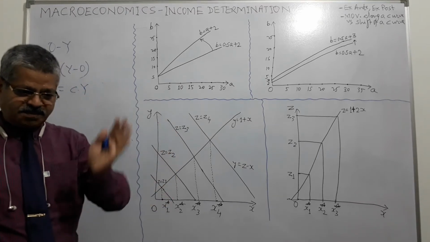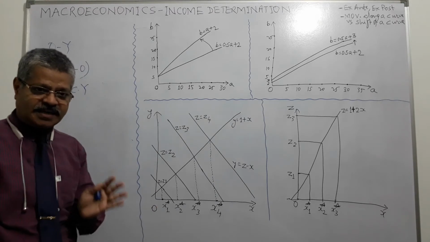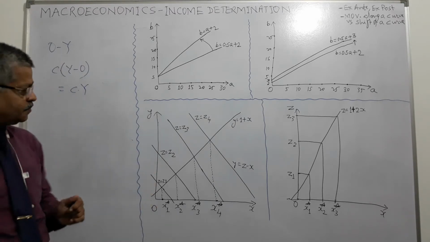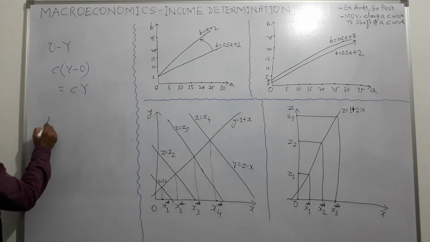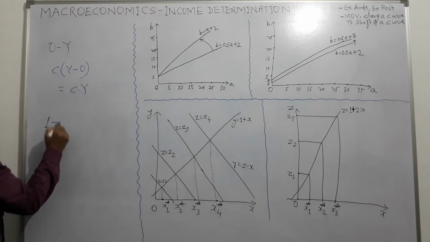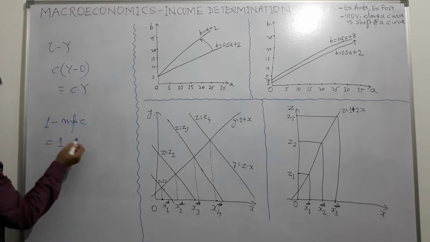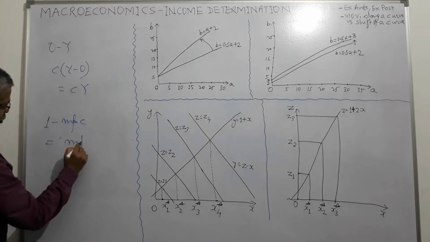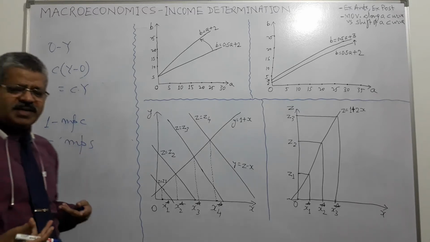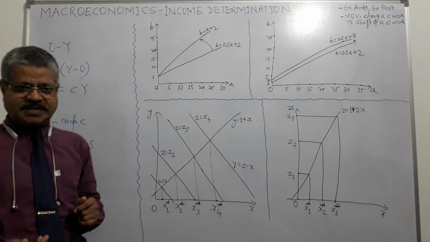Additional expenses on consumption as a ratio of additional increase in income. And suppose we take 1 minus marginal propensity to consume, what do we get? We get marginal propensity to save. Whatever additional income we get, either it is consumed or it is invested.